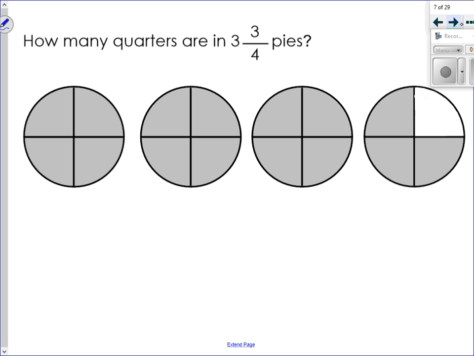How many quarters are there in 3 and 3/4 pies? Well, we've got 4 plus another 4, that's 8, plus another 4, that's 12, plus another 1, 2, 3, 12, 13, 14, 15 quarters. So 3 and 3/4 is the same thing as, or names the same picture as, 15 quarters.